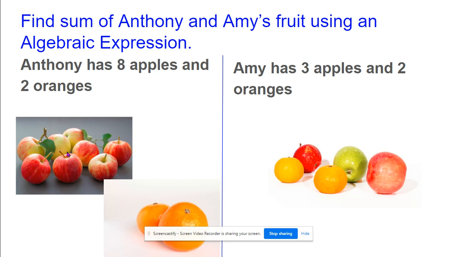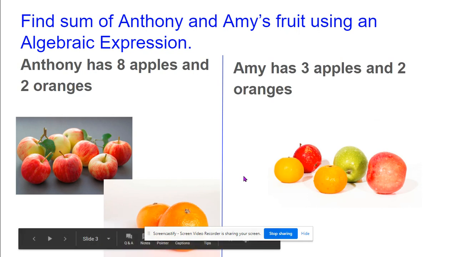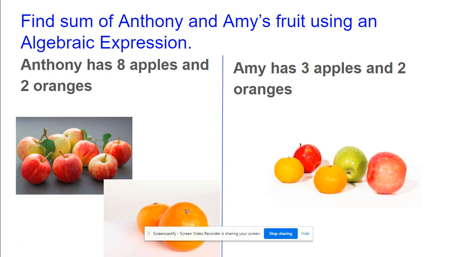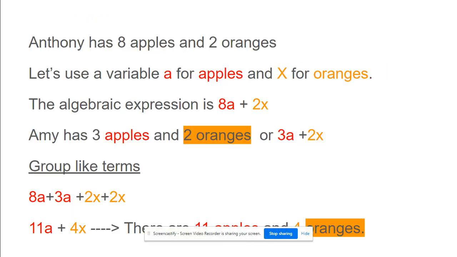Maybe we'll pick a variable for the apples and a variable for the oranges, and then we'll create an algebraic expression for each one and then find the sum using that expression. So Anthony has 8 apples and 2 oranges. Let's use the variable a for apples and x for oranges. So Anthony's algebraic expression is 8a, because remember he had 8 apples, plus 2x, or 2 oranges. Amy has 3 apples, so we can make that 3a, and 2 oranges, and I can make that into 2x.